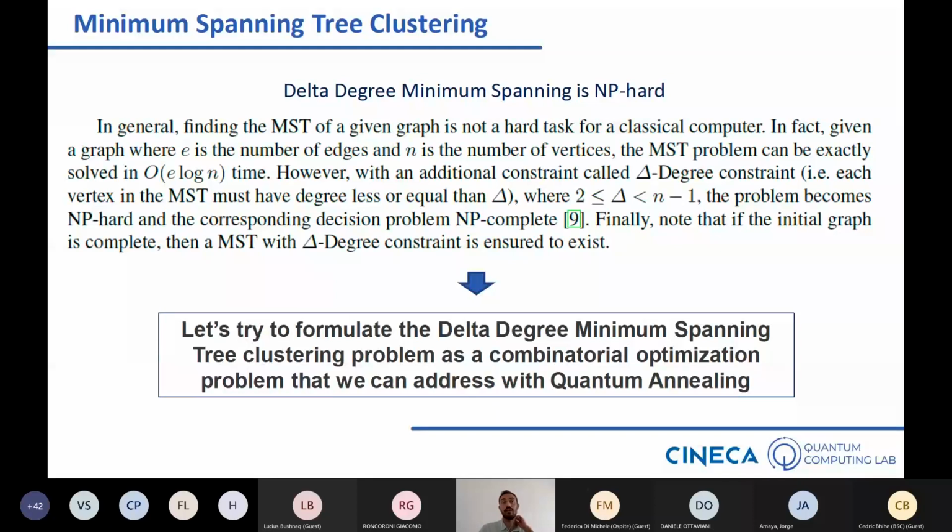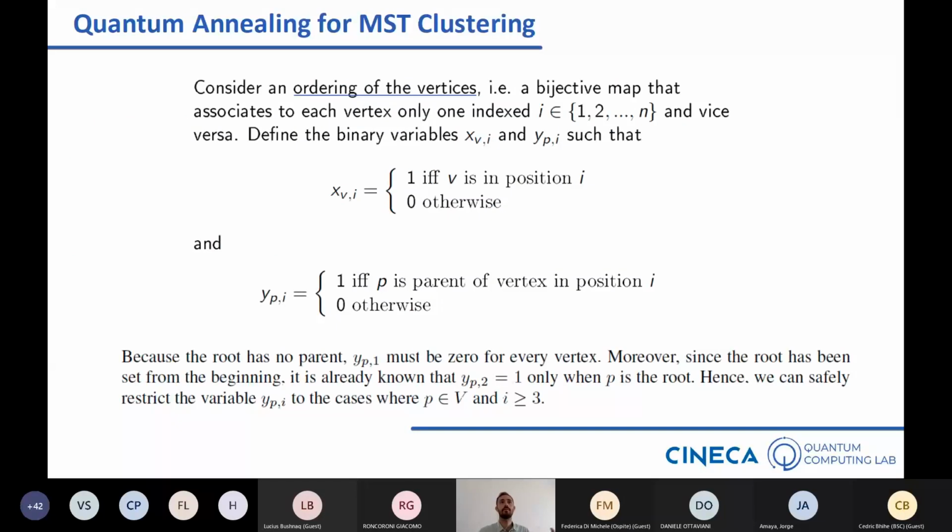So let's try to formalize this problem in QUBO terms. This is a little bit more complicated than the previous one. First of all, I have to introduce my variables.